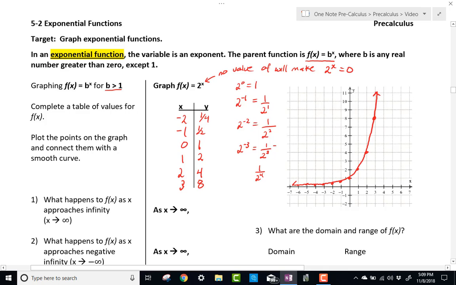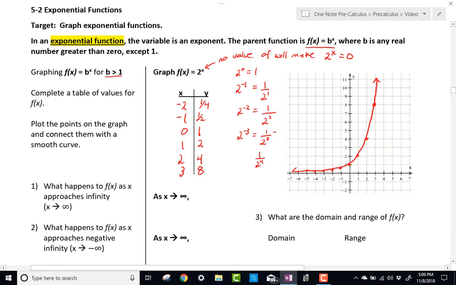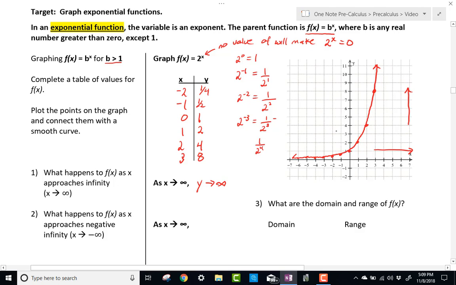Okay? So we're going to talk about some notation that we've seen before. What happens to f of x as x approaches infinity, as x goes to infinity? Well, as x goes to the right, my y values are moving up. So y is going to infinity. Alright? What happens to f of x as x approaches negative infinity? As x goes to the left, my y values are getting closer and closer to 0. Okay? So they're going down, but they're never going to go below 0. So y is approaching 0.